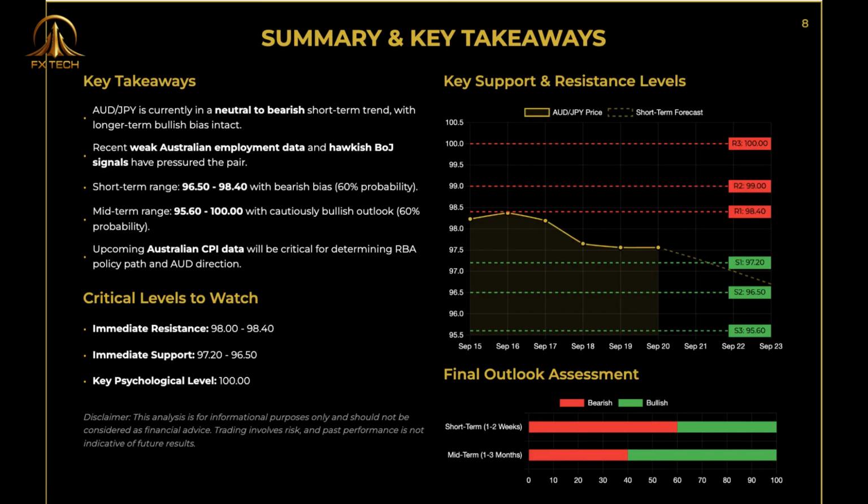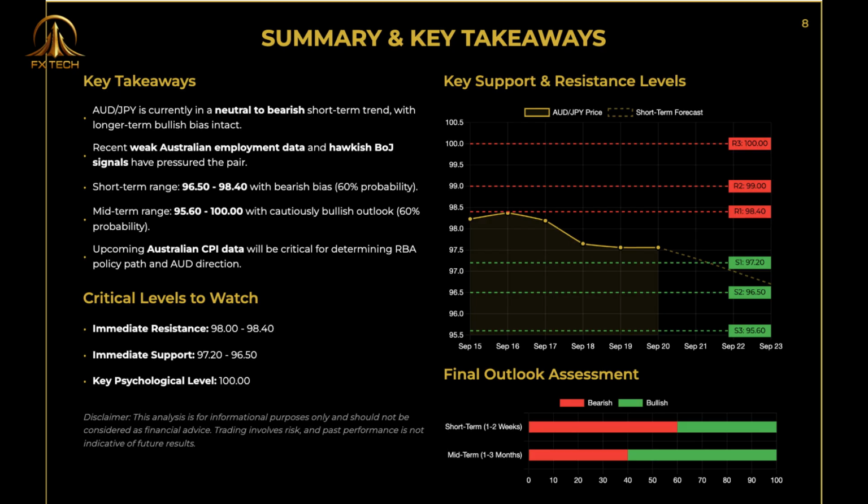To conclude our analysis of AUD/JPY, let's summarize the key takeaways from our examination of the September 15th to 20th, 2025 period. AUD/JPY is currently in a neutral to bearish short-term trend, though the longer-term bullish bias remains intact. The recent pressure on the pair has been driven by two primary factors: weak Australian employment data and hawkish signals from the Bank of Japan.